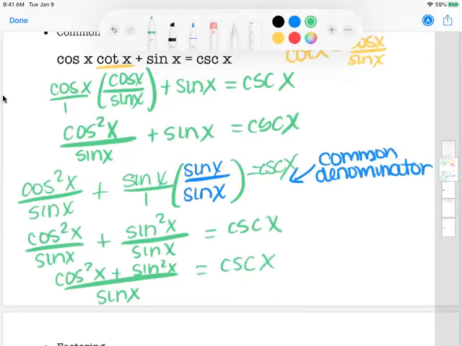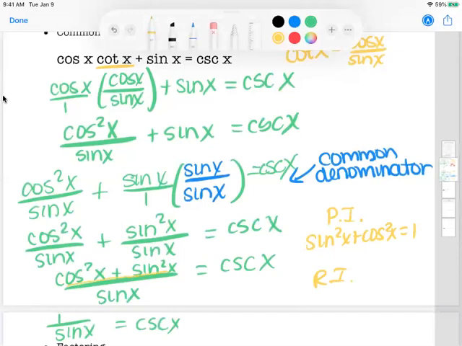Now I see my Pythagorean identity there. I know sine squared x plus cosine squared x equals 1, Pythagorean identity. So I am going to use that here. I can rewrite this now, as I'm running out of room, as 1 over sine of x, because cosine squared x plus sine squared x is 1. And 1 over sine of x is cosecant x, and that is my reciprocal identity.